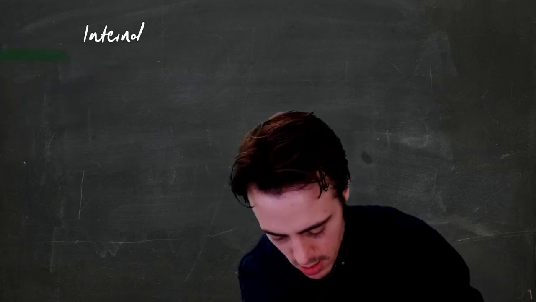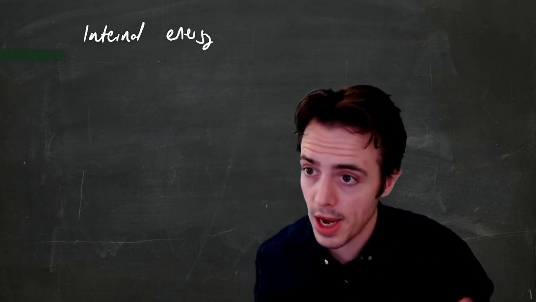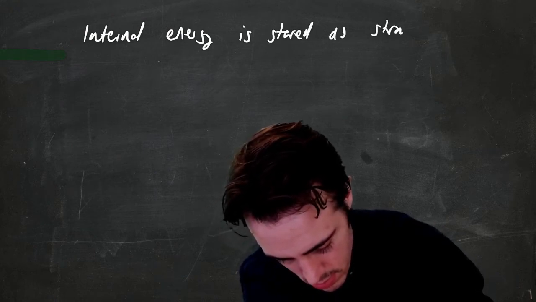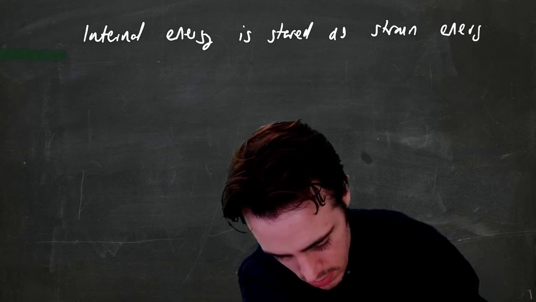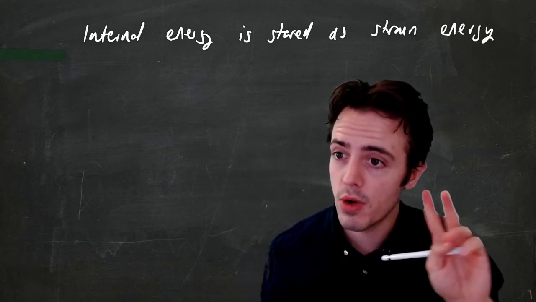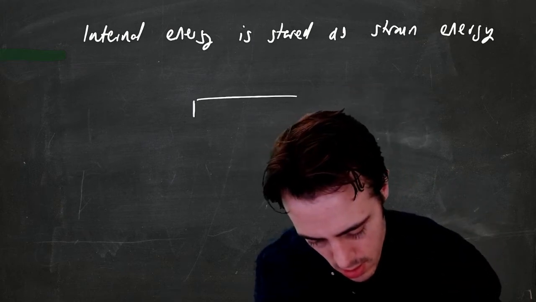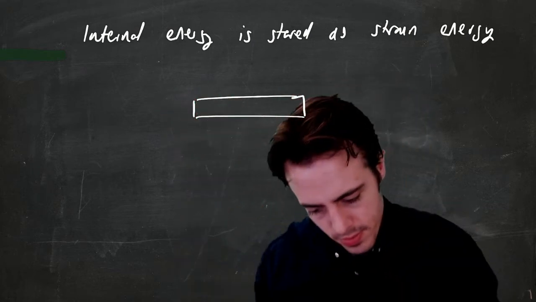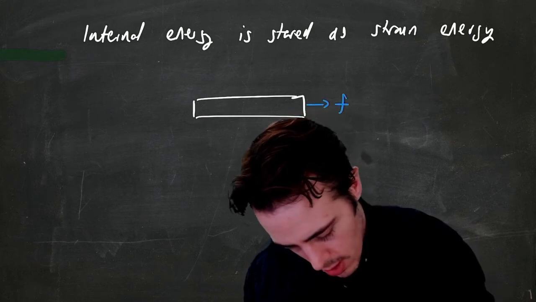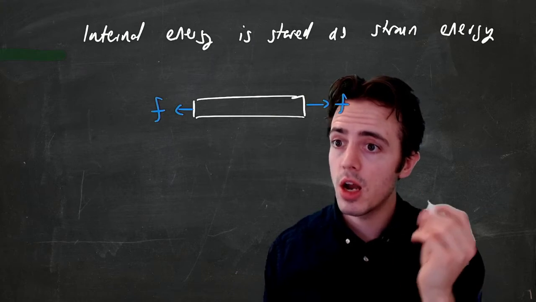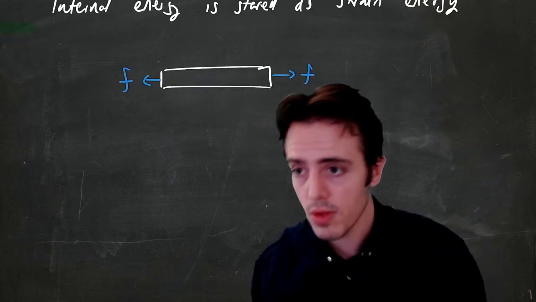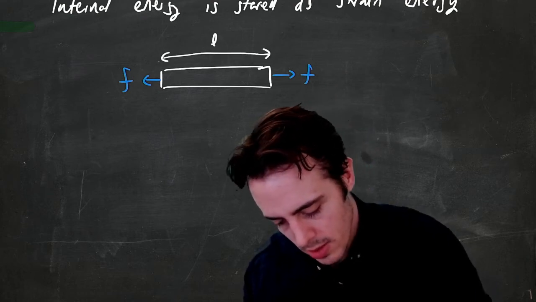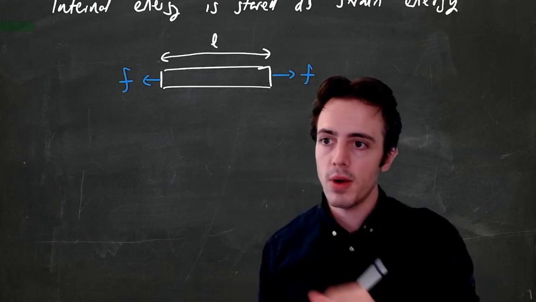Internal energy is stored as strain energy. So for our truss structure, which is comprised of two force members, we have members that are capable of being in tension or in compression. So we tend to use lowercase f's to describe a member that's in tension. This member would extend. So if it has original length L, it's going to end up extending by some amount delta L.